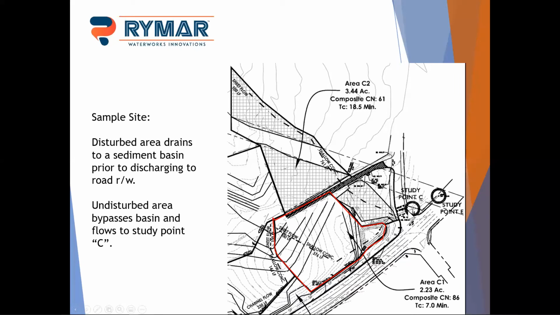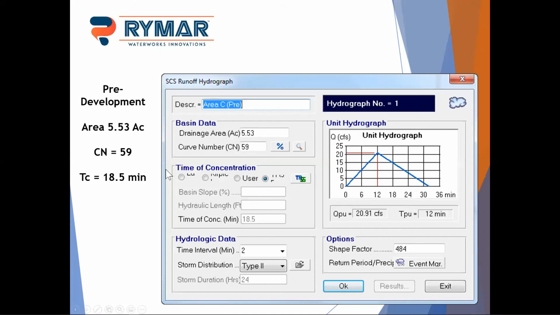The study point was across a little side road. There's no drainage on our side of the road, and we were trying to make sure that the discharge to the road was at or below pre-development levels from a liability standpoint, and just not harming or eroding the area. So pre-development, we had 5.5 acres, had a curve number of 59 and a time of concentration of just under 20 minutes to calculate our pre-development rates.